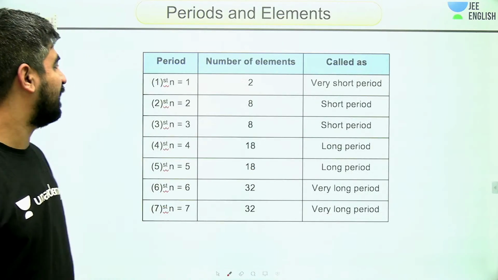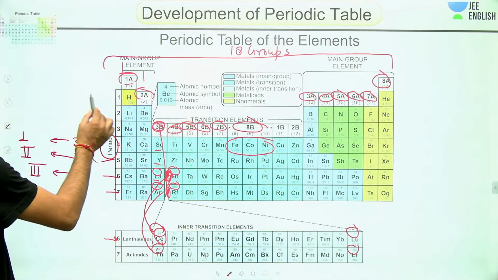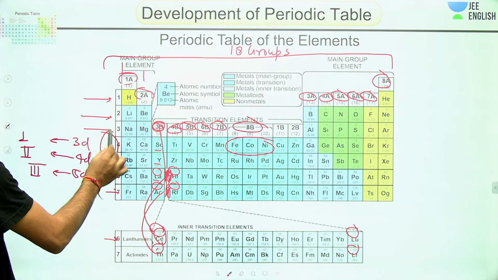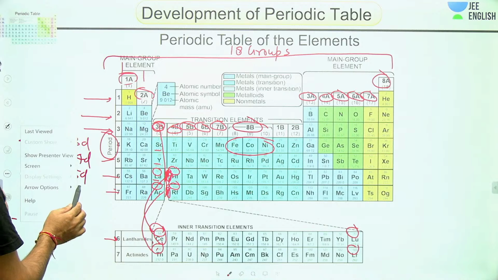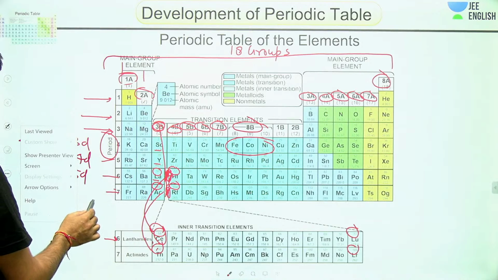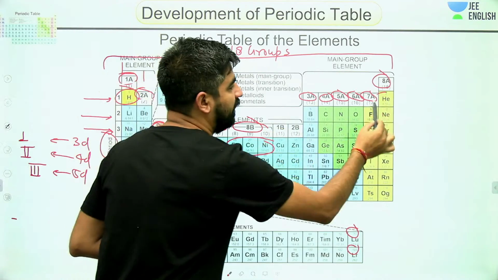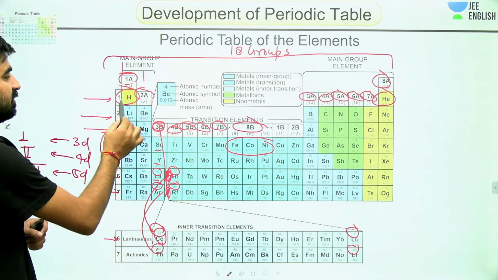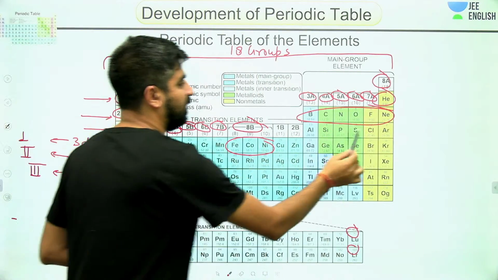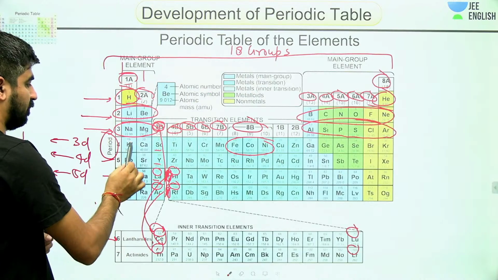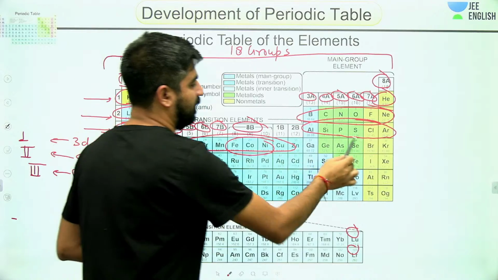So now let's move, guys. Period and element. So we have periods: first period, second period, third period, fourth period, and so on. In the first period we are having 2 elements only. In the second period we are having 8 elements. In the third period we are having 8 elements. In the fourth period we are having 2 plus 10, 12 plus 6.